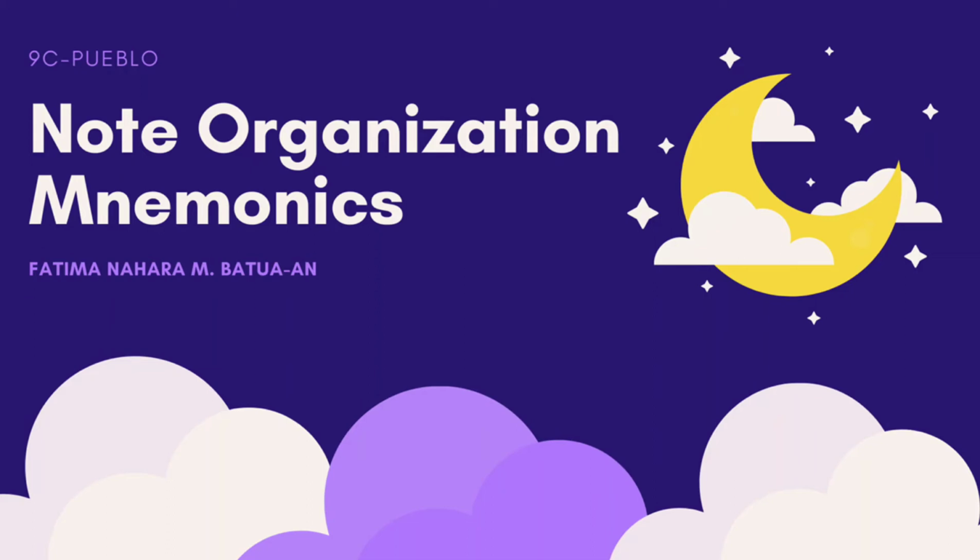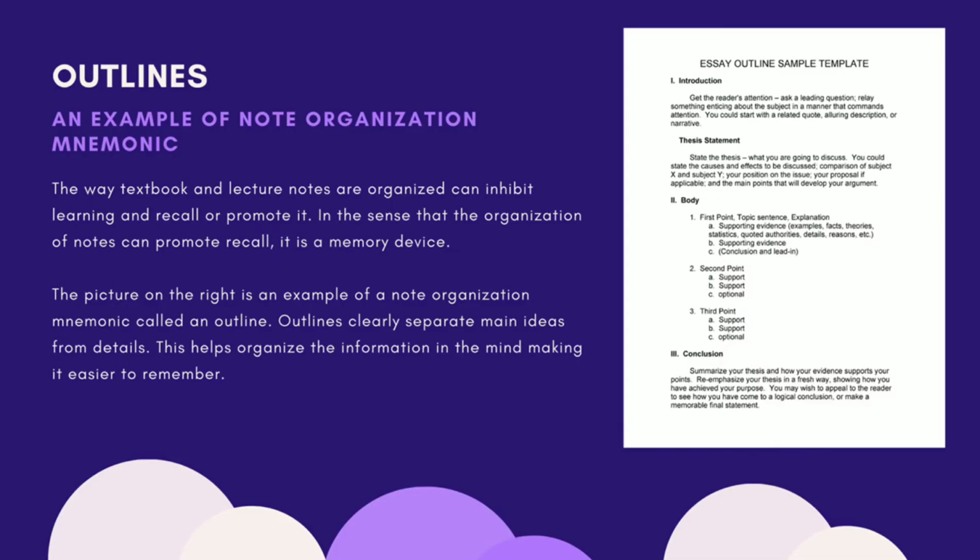What I am about to show you is what we call a note organization mnemonic. So, outlines. It is my mnemonic and it is a type of note organization mnemonic. The way textbook and lecture notes are organized can inhibit or promote learning and recall. In the sense that the organization of notes can promote recall, it is a memory device. The picture on the right is an example of a note organization mnemonic called an outline.